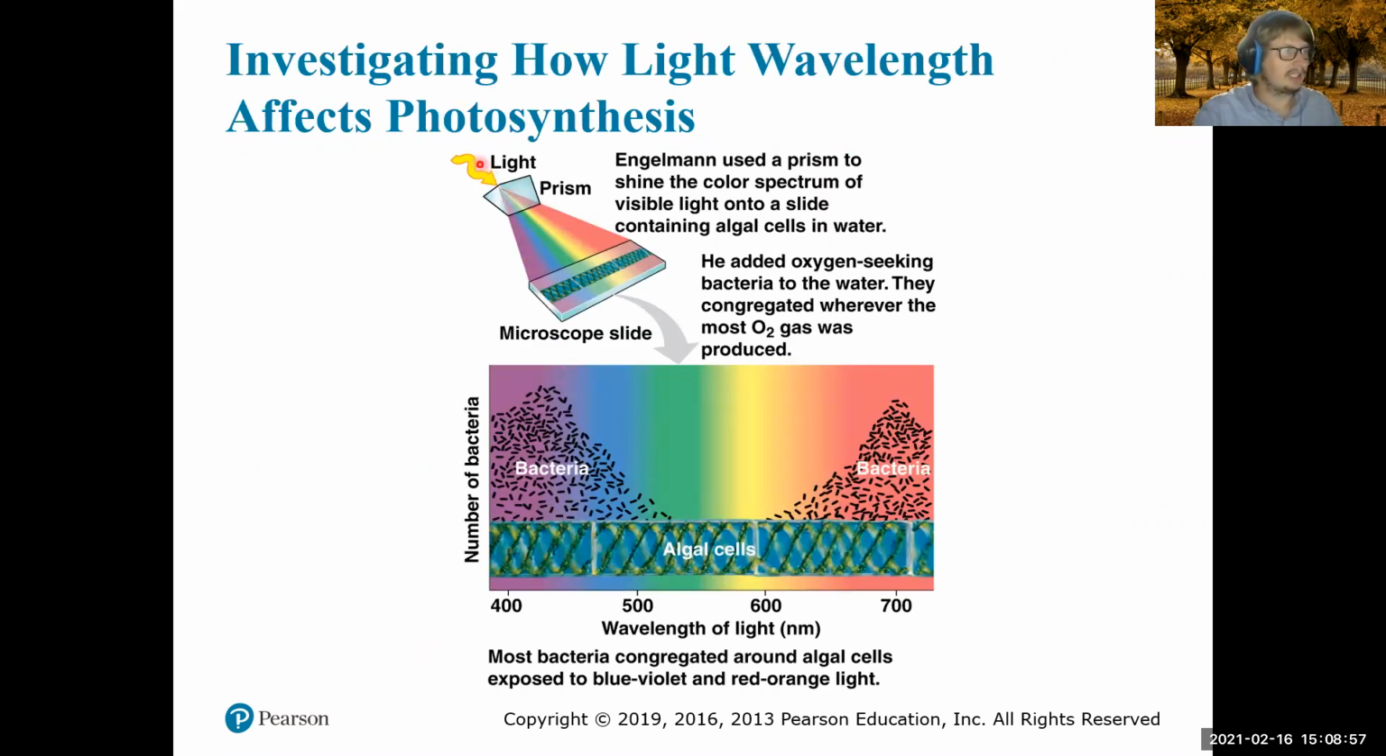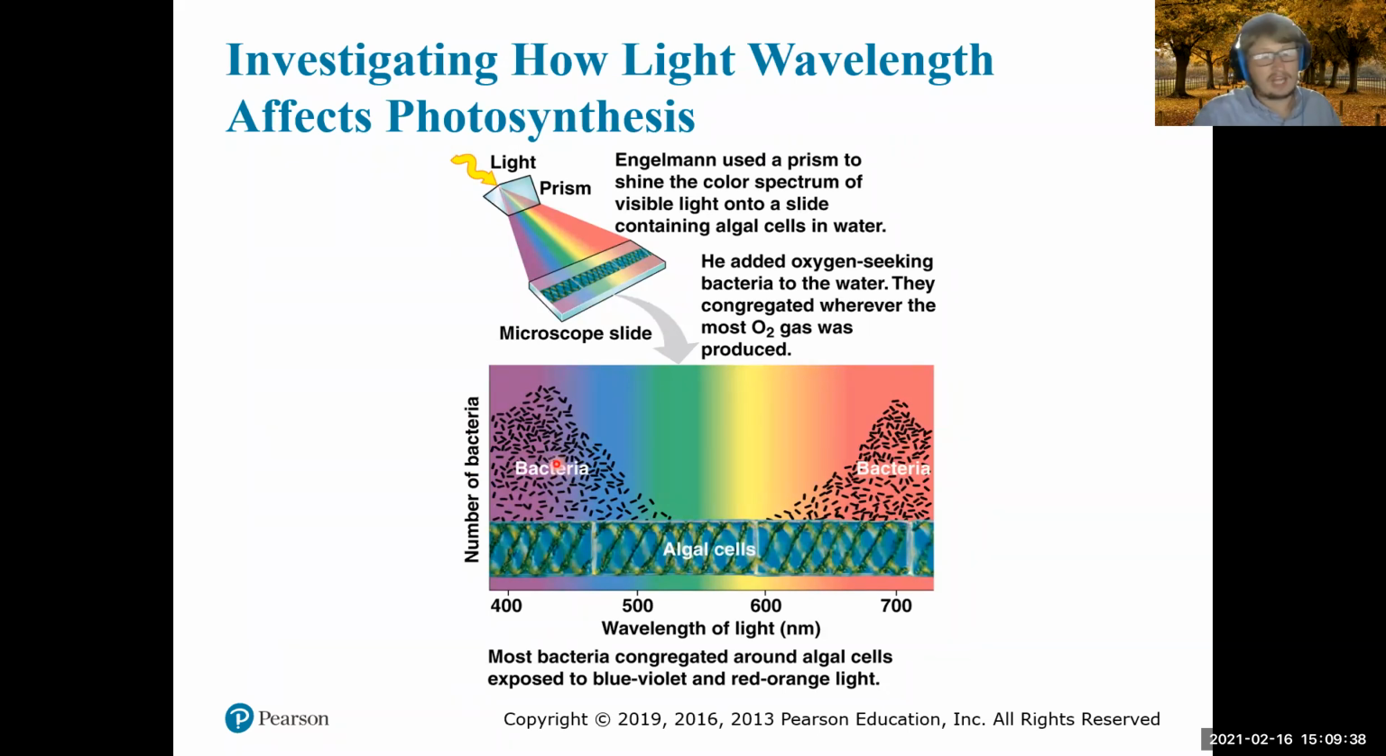So basically he let the light go through a prism and separate it. That prism separates it into its different wavelengths, and then he can observe that on the algae cell. And so basically this portion of the algae cell, which is where the green yellow wavelengths are, is not doing much photosynthesis because there's not really any oxygen here because no bacteria is congregating there. Whereas the most bacteria is around 420, 430 wavelength and 700. And so that means that's the wavelengths that are kind of being prioritized in the process of photosynthesis.